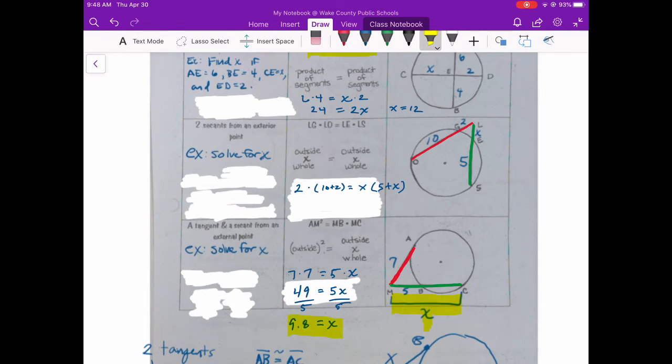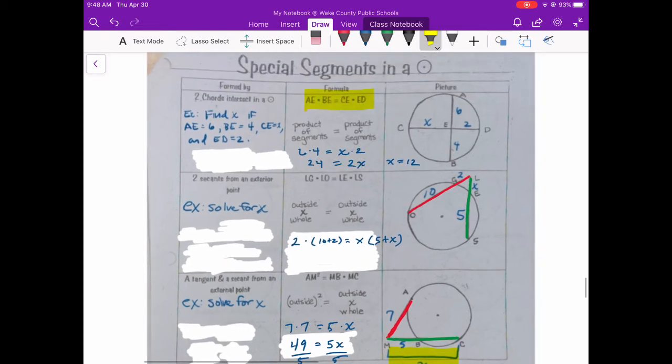Okay, again, both of these examples that I did together are intersections outside. So that means you do an outside times total equals outside times total. That's different from our first example where they're intersected inside the circle. And inside the circle, different ball game, part times the part equals part times the part.